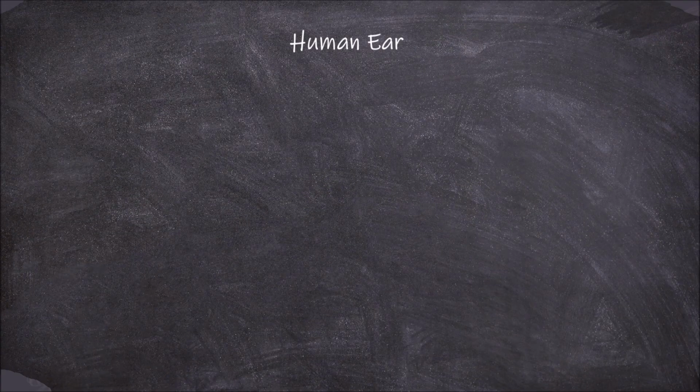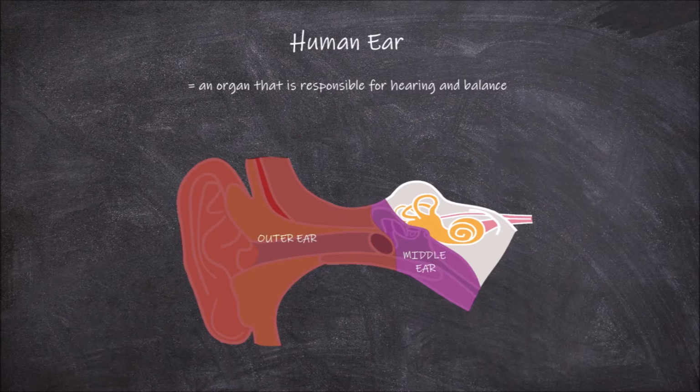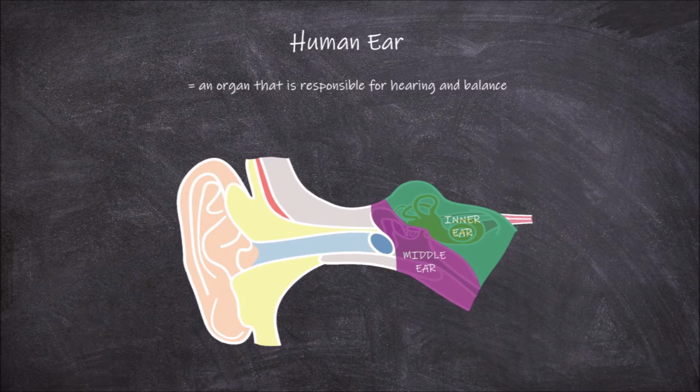In today's video we're going to go over the structure and function of the human ear. The human ear is an organ that is responsible for hearing and balance. There are three general areas the ear can be divided into: the outer ear, the middle ear, and the inner ear. The outer ear includes the part visible on the outside of the body, the auricle, as well as the ear canal and the eardrum.